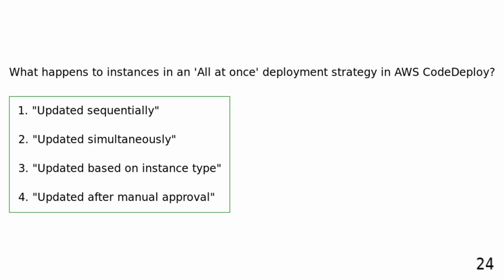What happens to instances in an all-at-once deployment strategy in AWS CodeDeploy? Updated sequentially. Updated simultaneously. Updated based on instance type. Updated after manual approval.